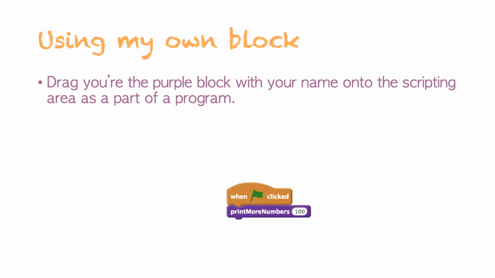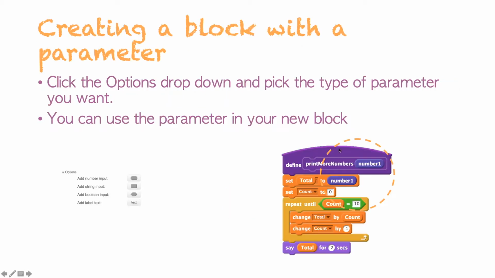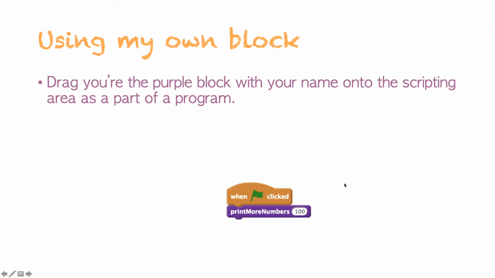Now, once you've created your very own block, you use it like any other block. You just drag it onto the scripting area, just like any other block. Now notice the one that had a parameter on it, I typed in the number 100 here. So that 100 then comes in right here as number1, and the total is set to 100. So it's pretty easy to use the blocks.